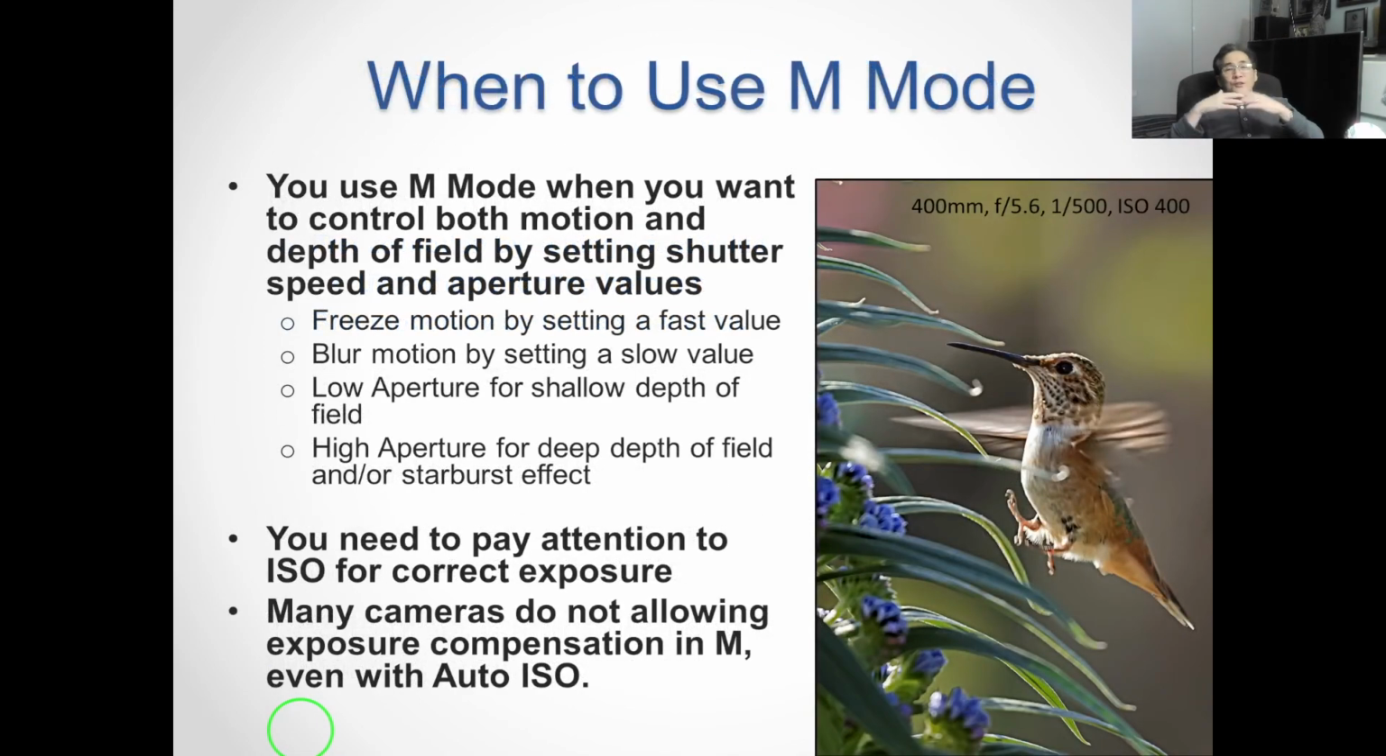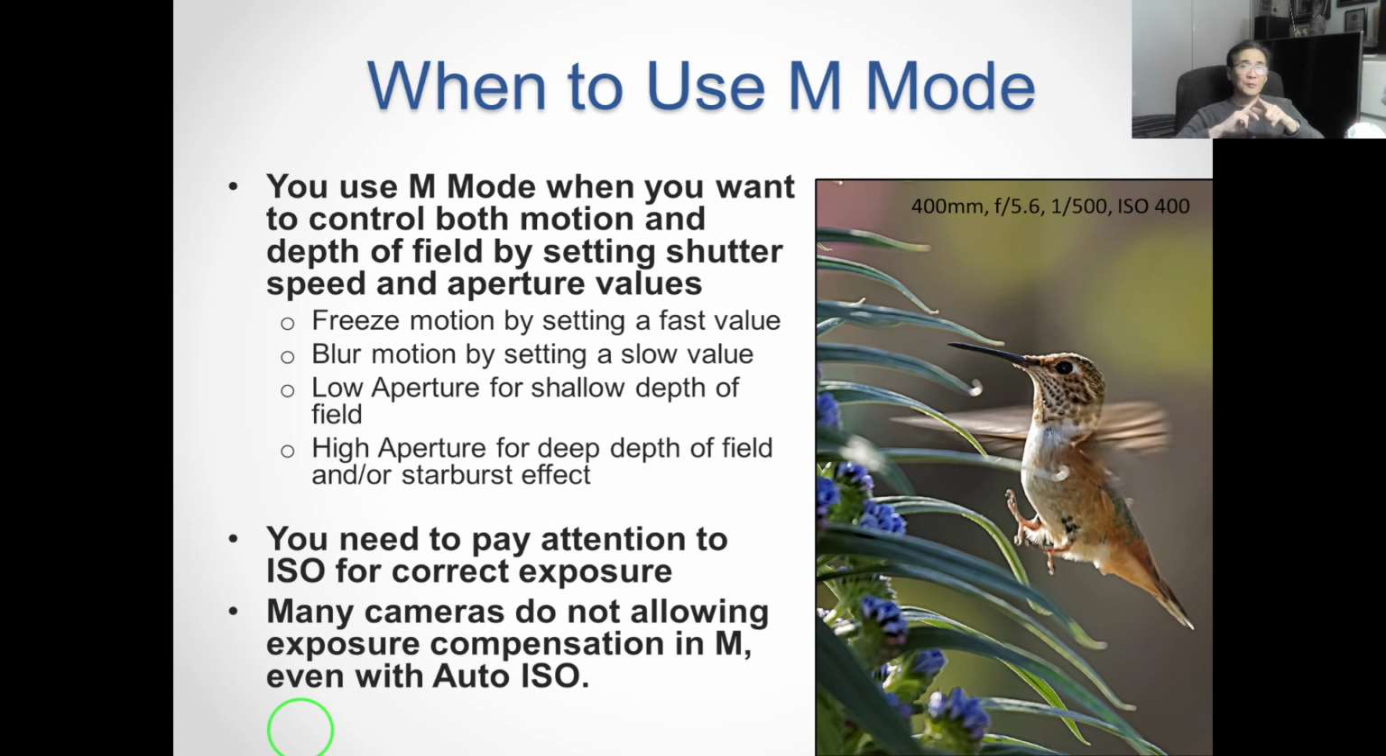All right, so when to use M mode? We talked a little bit about scenarios where you want to control the depth of field as well as the shutter speed. There are scenarios that you need both. Okay, so if you have a scenario that you need both, then you are better off using manual mode. And if you are not fast enough or whatever reason, then you can always use auto ISO so that the mode is still automatic, yet you have full control of both aperture and shutter speed.